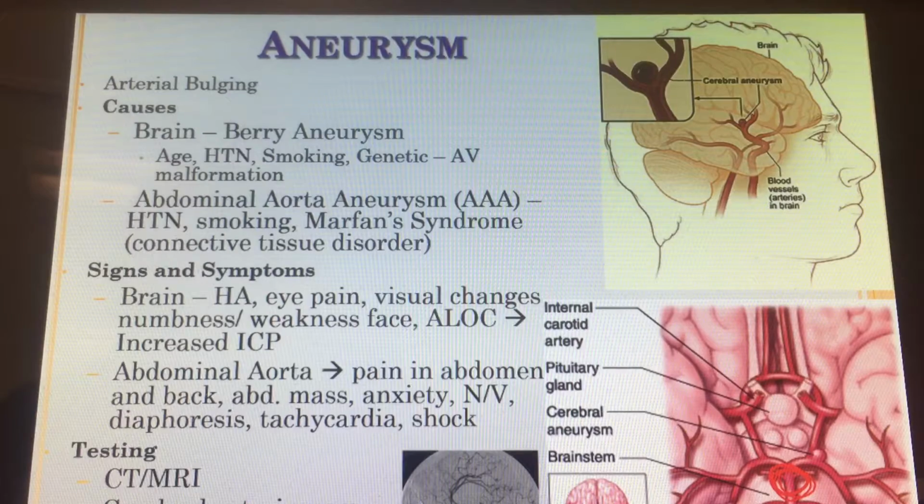So let's keep that in mind. That's one of those phrases where, yeah, they actually say that. It's the worst headache of my life. Okay?